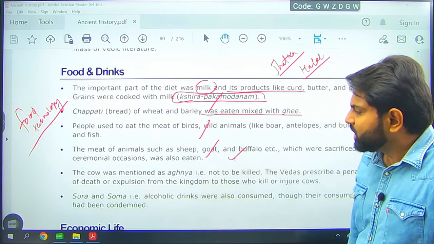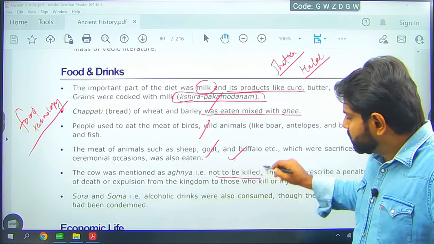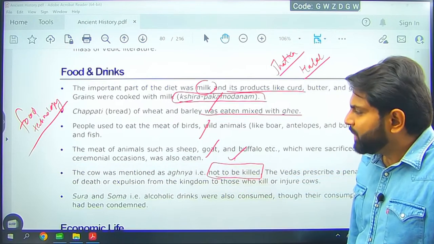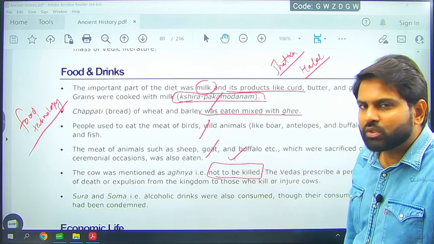The cow was mentioned as aghnya, not to be killed. So, murdering a cow was a punishable offense then. The Vedas prescribe a penalty of death or expulsion from the kingdom for those who kill or injure cows.